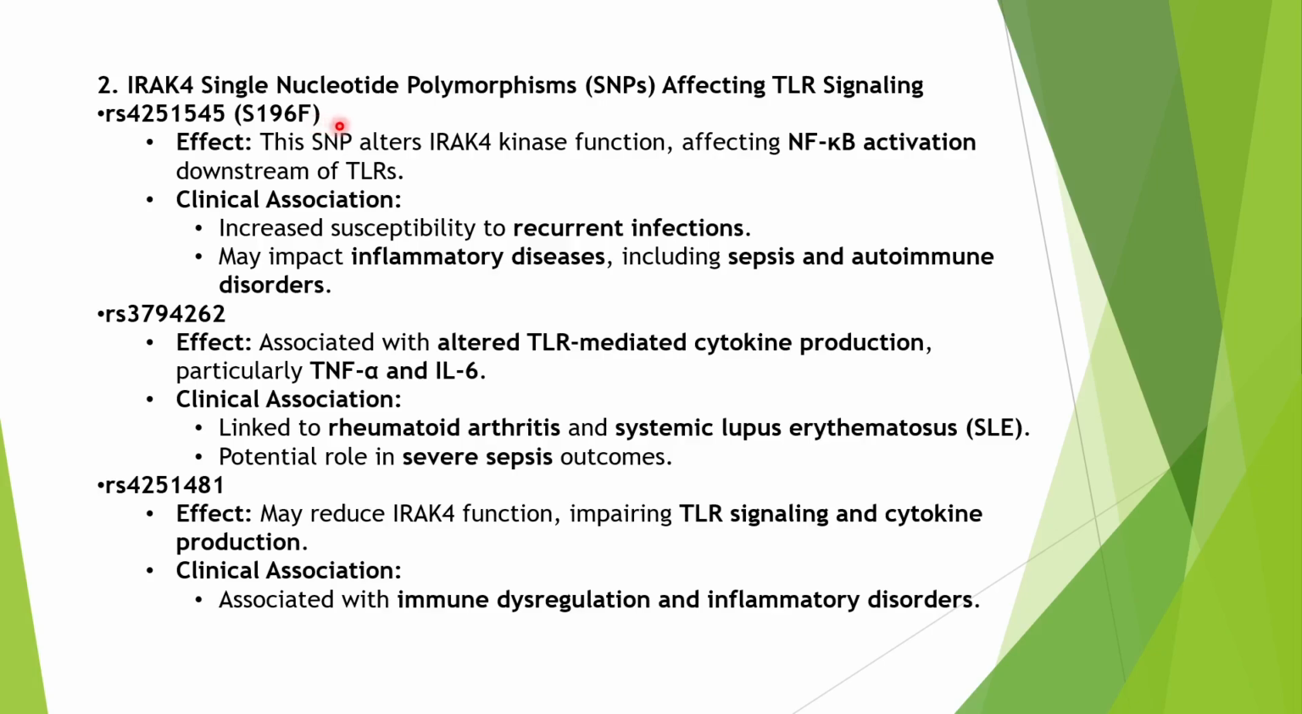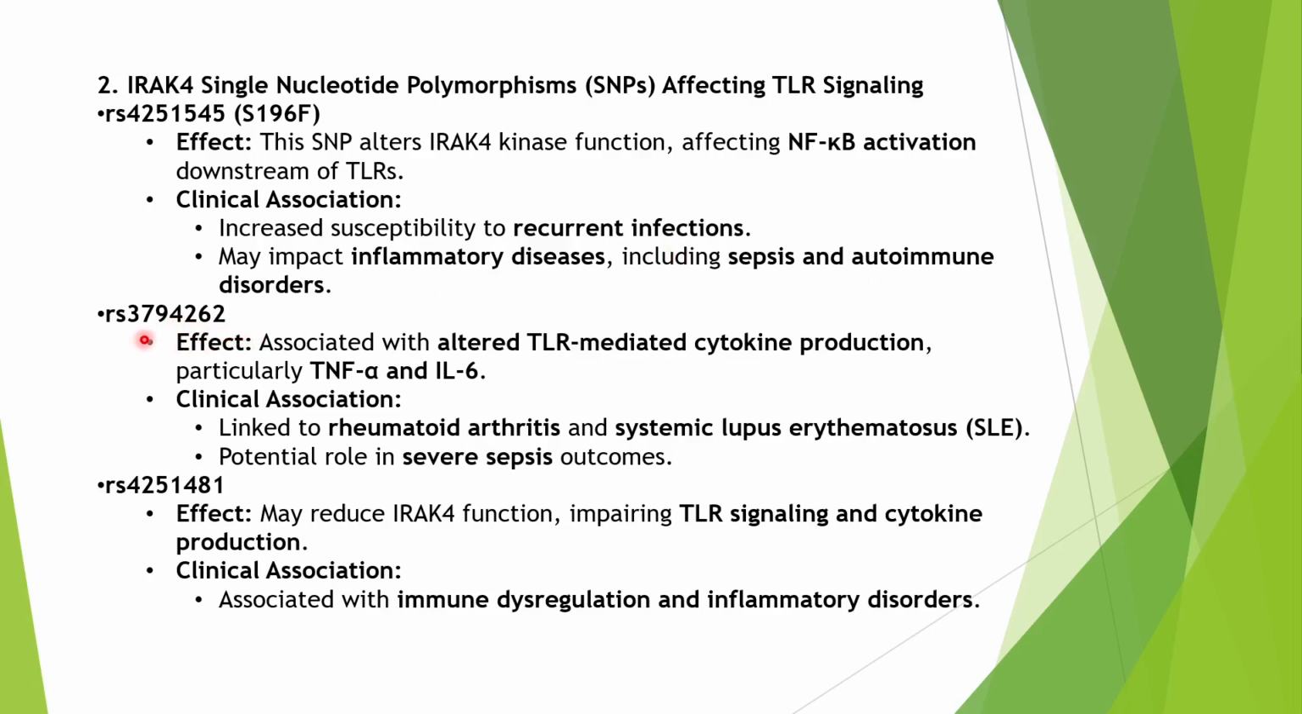So these are your S196F. This single nucleotide polymorphism alters the kinase function, affecting NF-kappa B activation downstream. So it can cause recurrence of infection, because your TLRs are involved in both innate and adaptive immunity for a long lasting immune response. This particular SNP can lead to recurrent infections and may impact inflammatory diseases, including sepsis and autoimmune disorders.